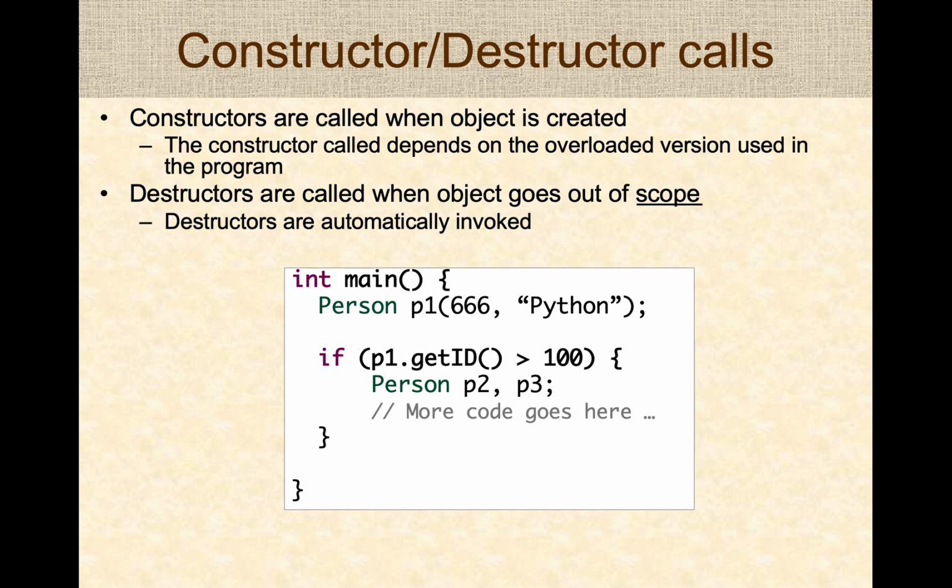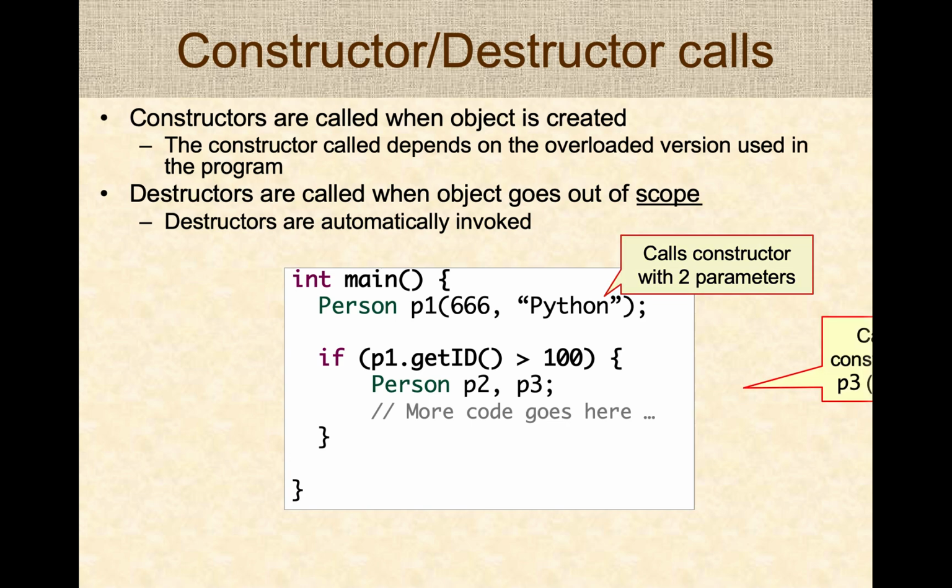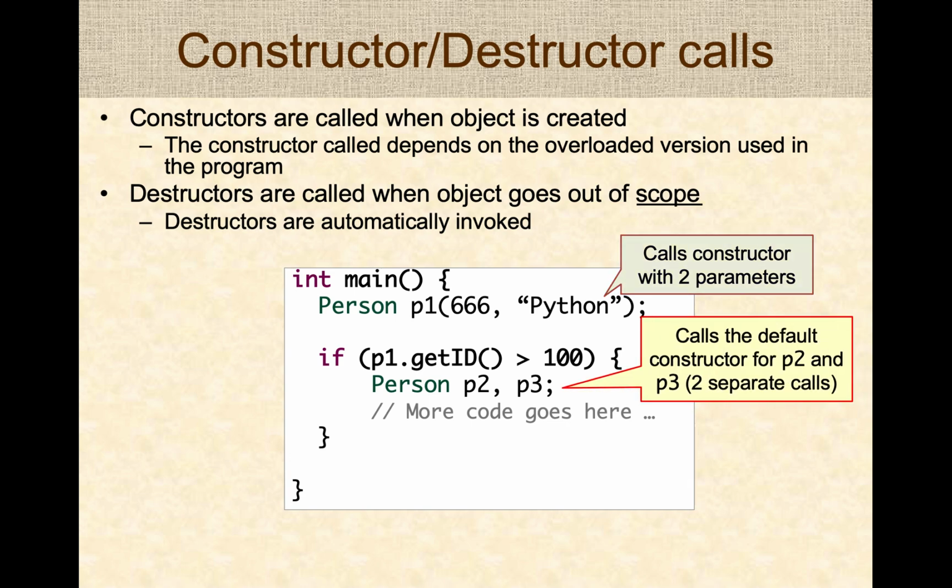Here there are three objects, P1, P2, and P3, and let's understand the lifetime of these objects. First, when the main method is run, the constructor for P1 is called. It calls the two parameter constructor there. Then when the code goes into the if statement, it calls the default constructor for P2 and P3. Here it calls the default constructor because there are no arguments specified for it.